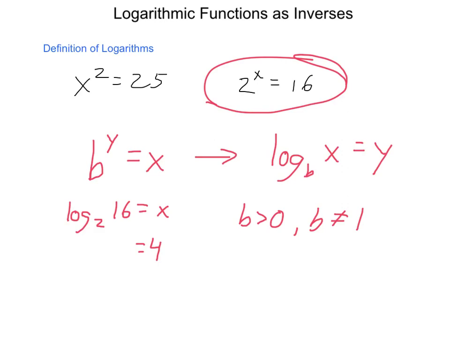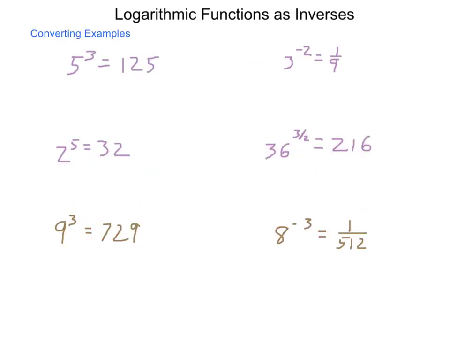So let's work on doing some conversions. 5 to the third power equals 125. How can this be rewritten in such a way that we have a logarithmic expression or equation rather than an exponential one? Well, our base will stay the same, so we have log base 5, and we take the log of the answer. So log base 5 of 125 equals 3.